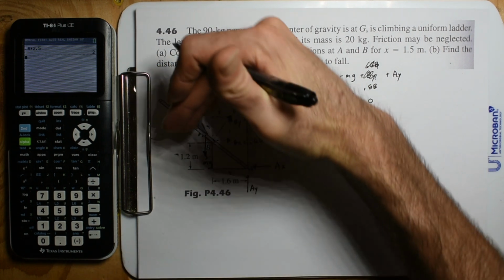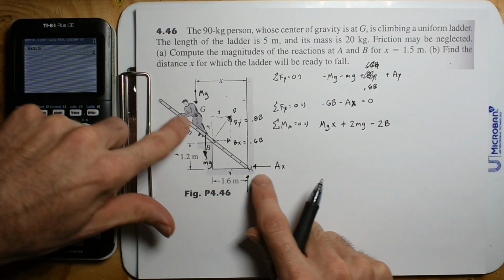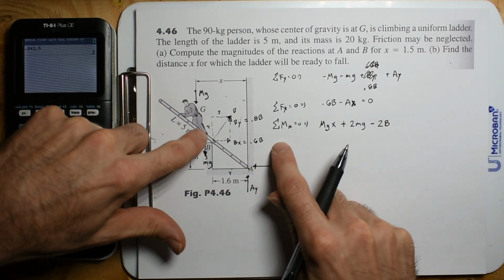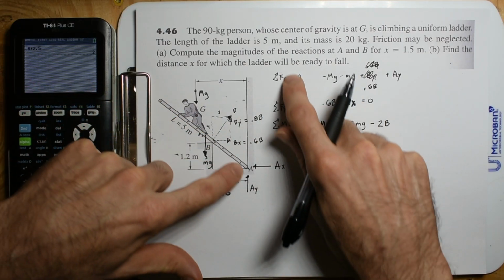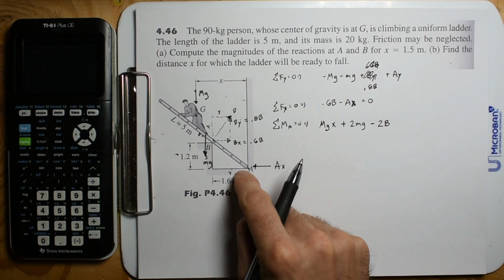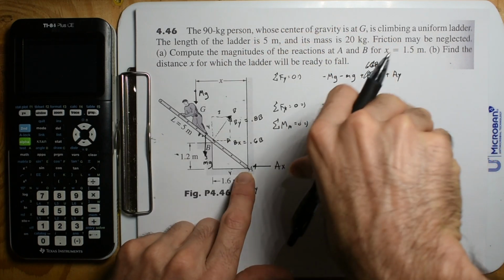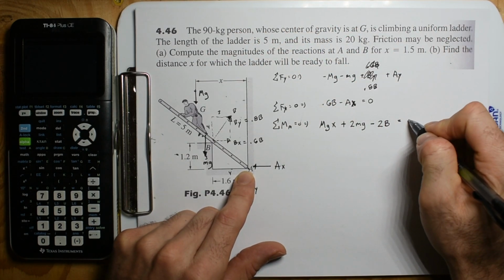Even when the ladder starts to move, if it's a dynamics problem, you're always going to have a force up against the wall. If you didn't, then it would be able to travel through the wall as it's falling around this pivot. Okay, so we did B, and that's going to be equal to 0.